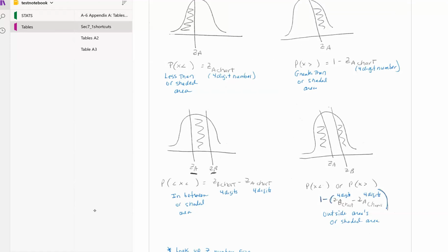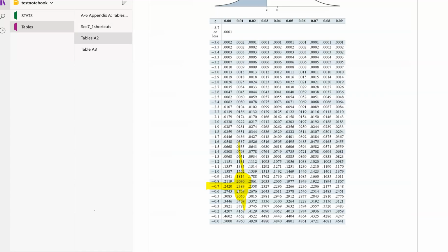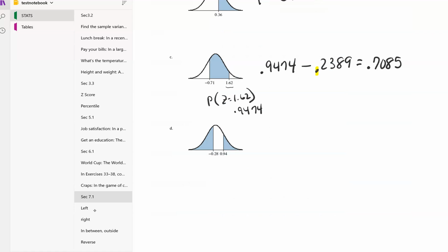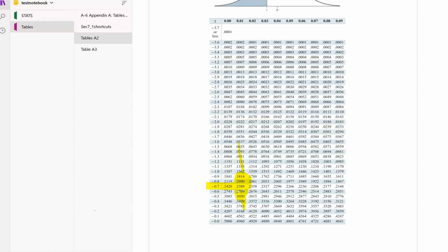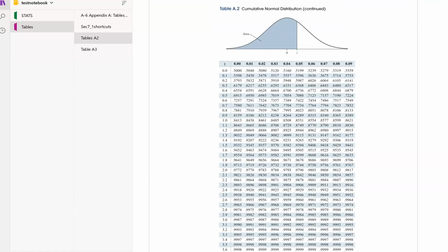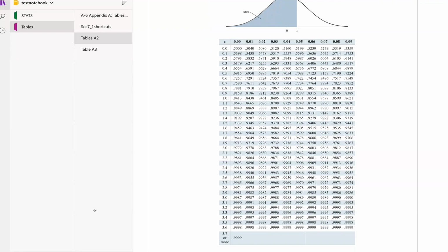All right, now I have the outer edges, and I look up my shortcuts. Here's the outer edges right here. So it's going to be, look up the two of them just like I did on this one. I still need to subtract them, but then I also have to subtract it from 1. So it's the same steps I just did on the other one. All right, so I want to look up 0.94. Again, the positive ones will be the bigger number, so I'm going to look up 0.94, or the ones more to the right. 0.94 is 9 here, and where's the 4? Right here, 0.8264.